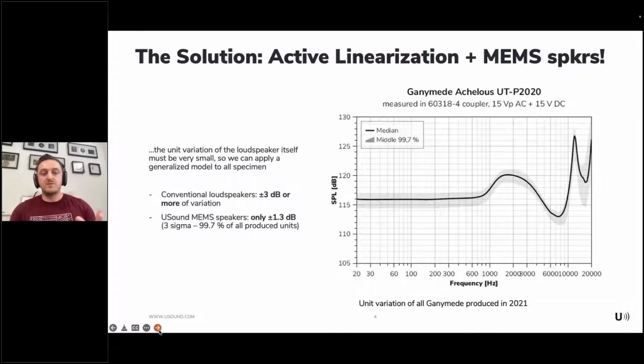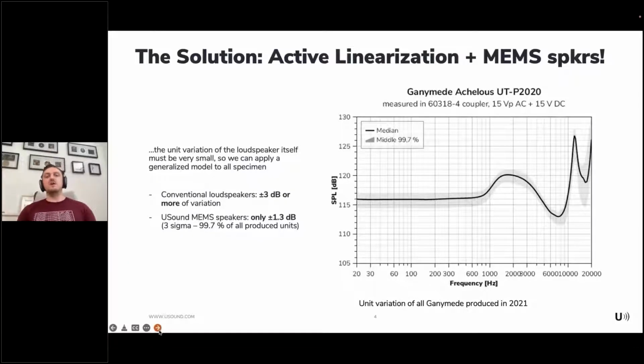With conventional loudspeakers, you achieve usually plus minus 3 decibel from specification. Some loudspeakers have even more variation than that, especially at frequencies above 1 kilohertz. But with USound MEMS speakers, we can achieve production tolerances of 1.3 decibel. So every produced speaker will deviate no more than 1.3 decibel from the specified value. And this is what you can see here in the graph.